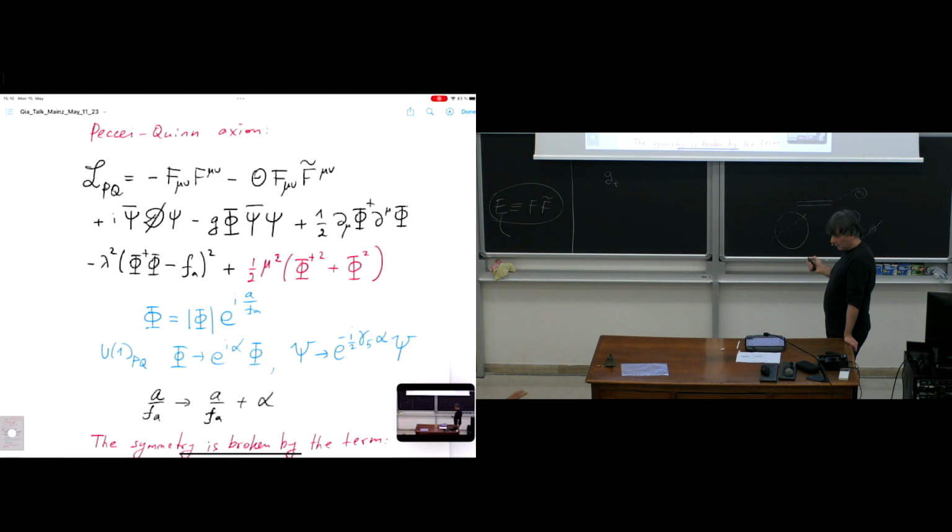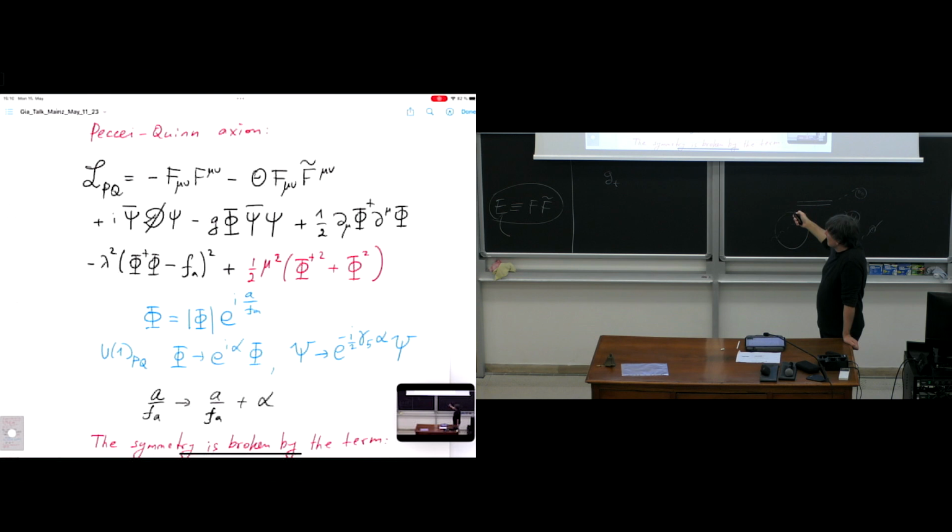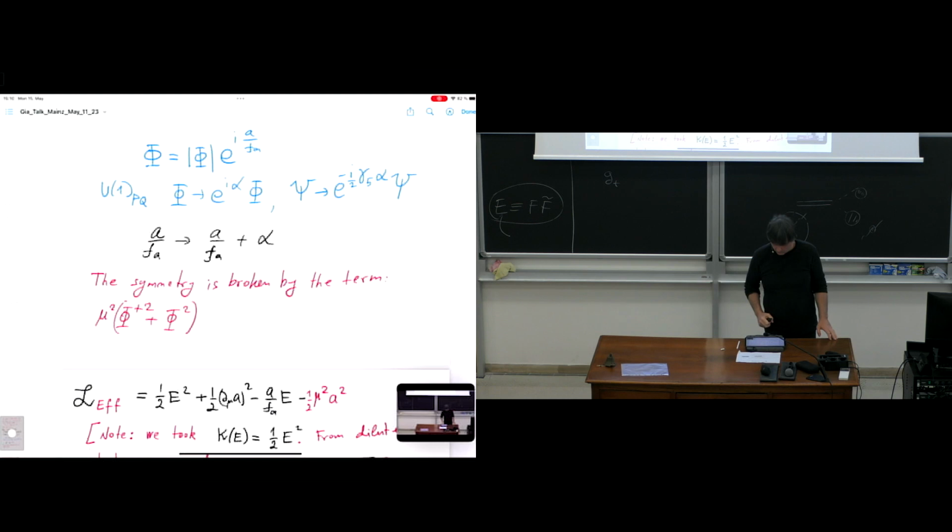So here I'm maximally general. I'm saying you have terms that respect your U(1) Peccei-Quinn, plus you can deform your theory by operators that do not. That's all I'm saying, okay? Now, I chose this operator just to be quadratic, just to make the point that you can even deform it at the quadratic level. So there is a complex scalar. Peccei-Quinn symmetry acts as a U(1) transformation. It acts chirally on fermions. And it's broken by this term.